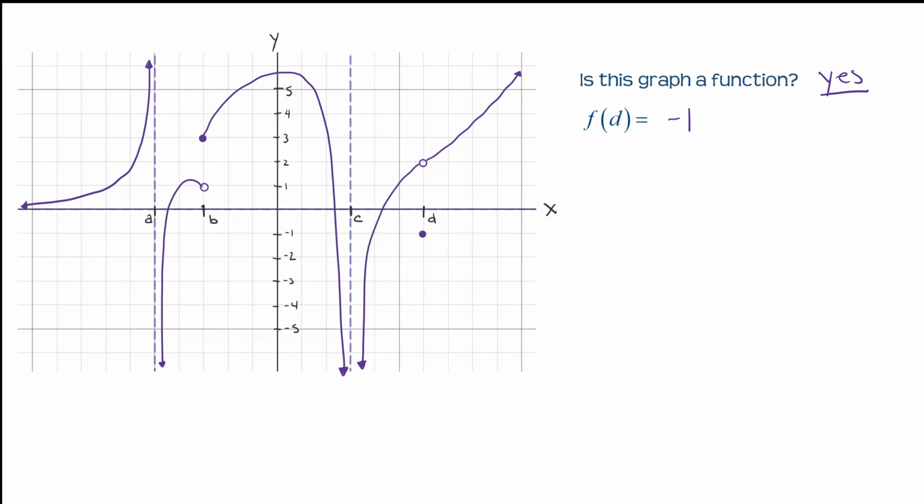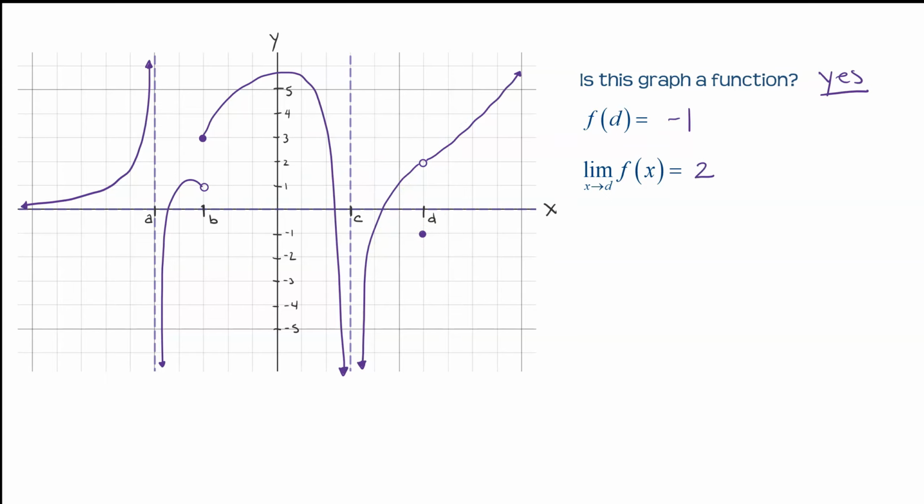Next, I'm curious, what's the limit of the function as x approaches d? Taking a look at this function, as I approach the x value of d from the right-hand side, I see that my y value is 2. As I approach d from the left-hand side, again, my y value is 2. This point down here doesn't matter. It's all about the y value that the function is approaching from both the left and the right. And in this case, the y value is 2.